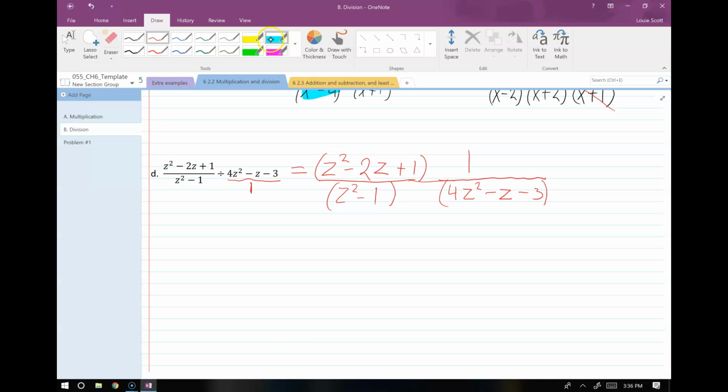Okay, so now we factor all these things out. The first thing I'll factor is this upper one, z squared minus 2z plus 1. That factors into, let's see now, z minus 1 squared. Yep, two z minus 1s. Good.